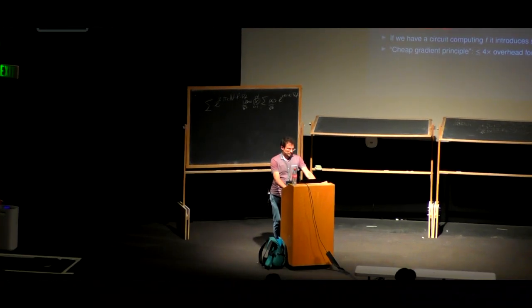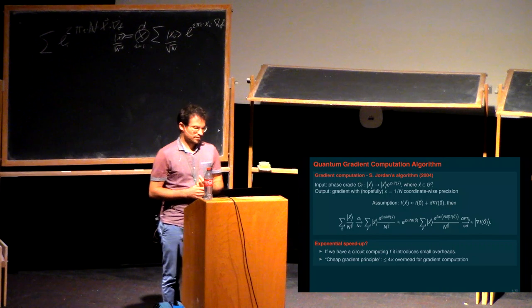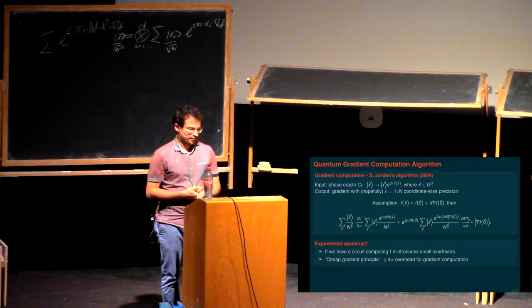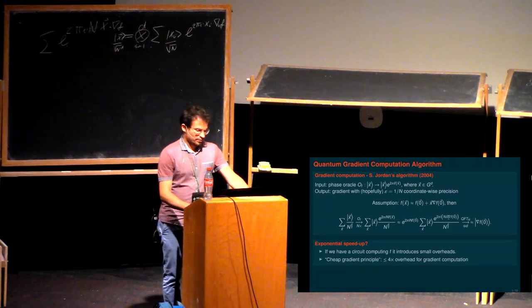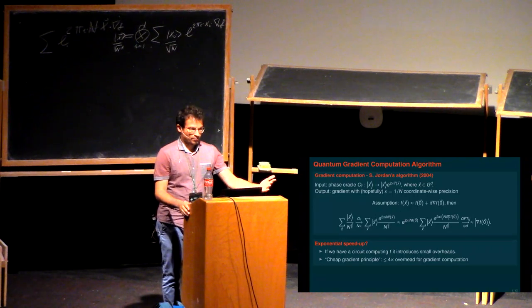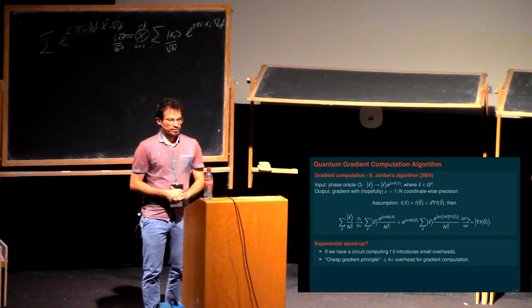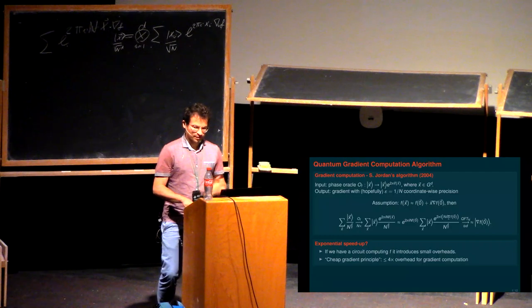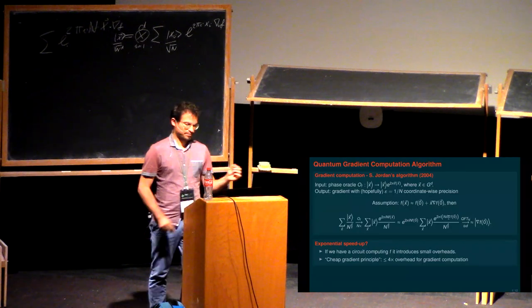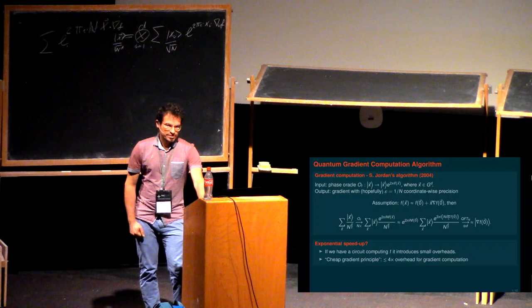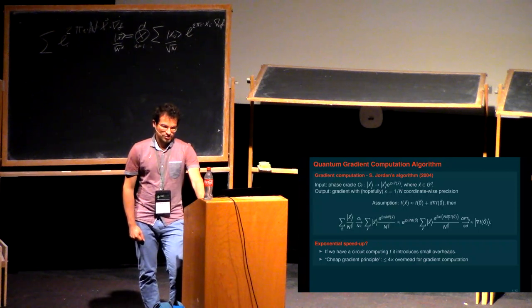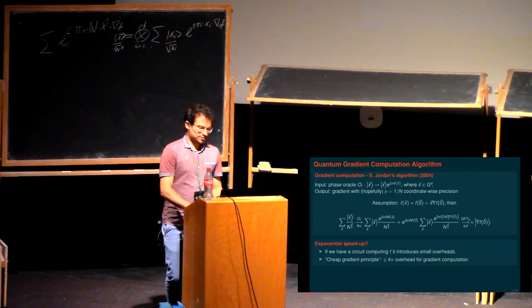And we discussed that it basically requires a quantum circuit implementation of this function. That's usually how we get these phases, or how it's described in often cases. But if we have a recipe for computing f, then this cheap gradient principle very often means that we can compute the gradient basically just as cheaply as the function itself. So I will show you applications where we cannot classically compute the function nicely, and therefore Jordan's algorithm gives a genuine speed up.